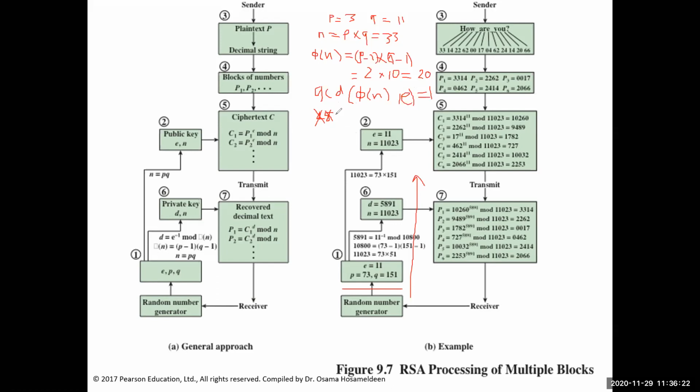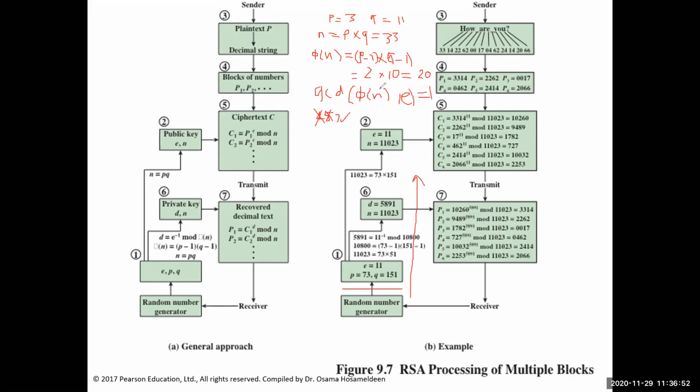What about 7? Yes, 7 is okay because it is a prime number and it is co-prime with 20. Co-prime means they don't have a common divisor. So 7 is okay.